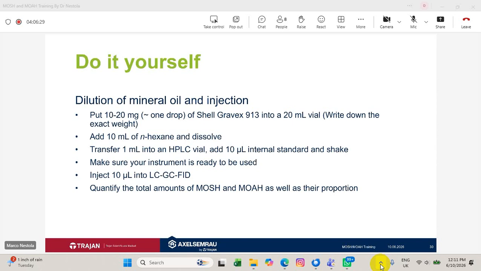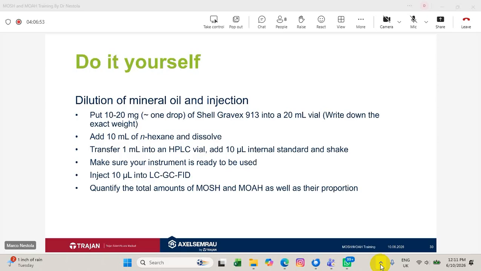It is sufficient to put as exact as possible 10 milliliter of hexane inside. Typically, when we want to do it very precisely, we need to use a volumetric flask to get exactly 10 milliliter with the meniscus inside there, but for our experiments, it's fine. So 10 milliliter of n-hexane.